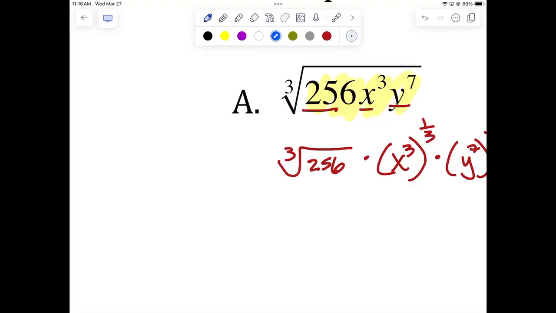I don't know. But we do know that we can factor it to its prime factorization and pull out triples, don't we? So let's do that. 256. Anera, give us two numbers that multiply to give us 256.